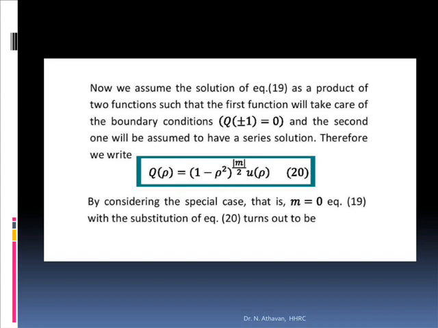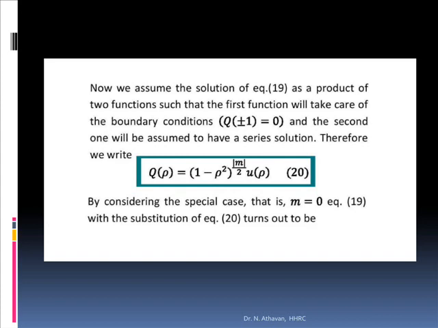The exponent mod m by 2 is for generality. The mod m by 2 factor is introduced in the exponent in order to have a general solution. So now what we are going to do is first consider the special case, that is m is equal to 0, which means Q of rho is equal to U of rho only. So this is the special case. Why we are considering m is equal to 0 is because of simplicity only. First we find the solution for the simplest case, then we will generalize the results for the general equation of theta.